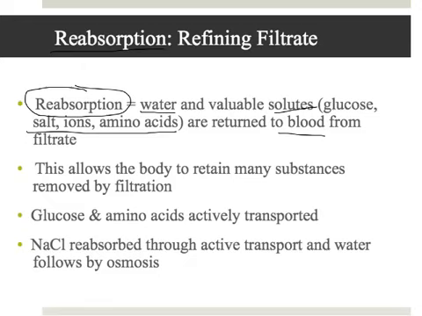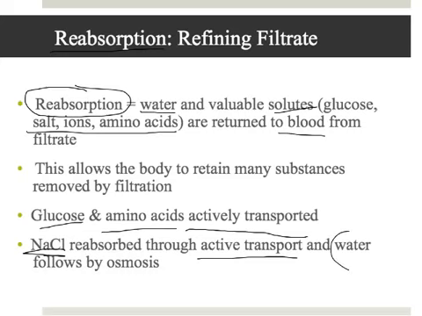So let's throw back to earlier in the year. Things like glucose and amino acids are pretty large and pretty polar, so we have to use active transport to get them back into the blood. Salt, we know, is charged, so we also have to use active transport to get that back into the blood. But water, our good old friend water, will just follow by osmosis, because if the concentration of salt, glucose, and amino acids are very high in the blood, the osmotic concentration will be in favor to have the water re-enter the blood as well.